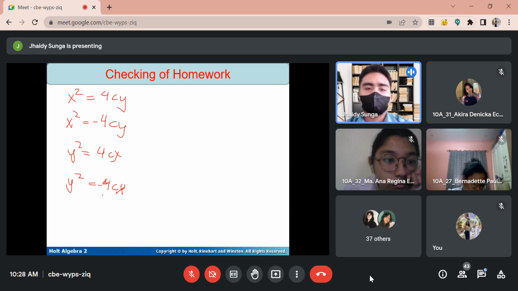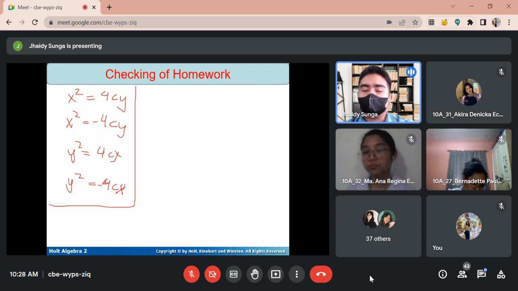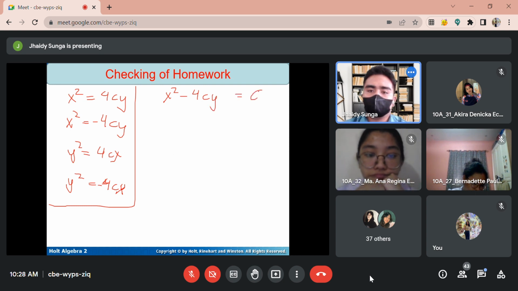There you go. So this is the standard form. How are we going to know if it's in a general form? Most likely, it will become just like this. For example, x squared minus 4cy is equal to 0. Okay? So the 4c has a value.